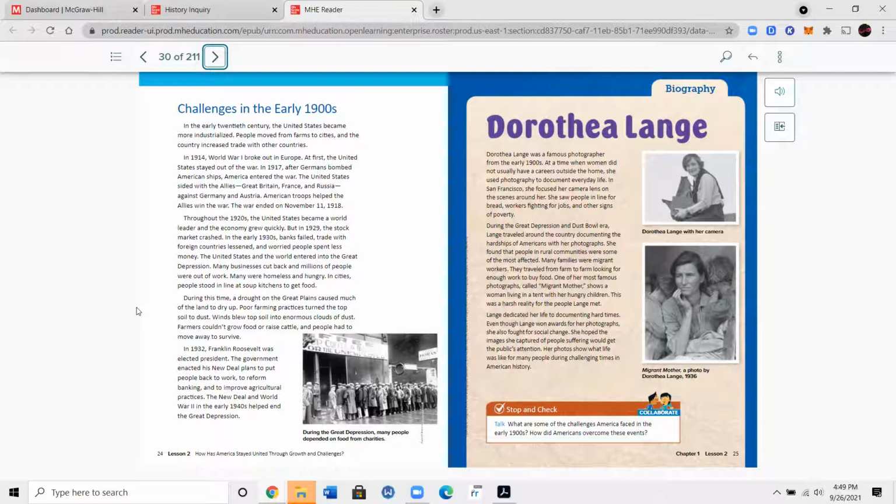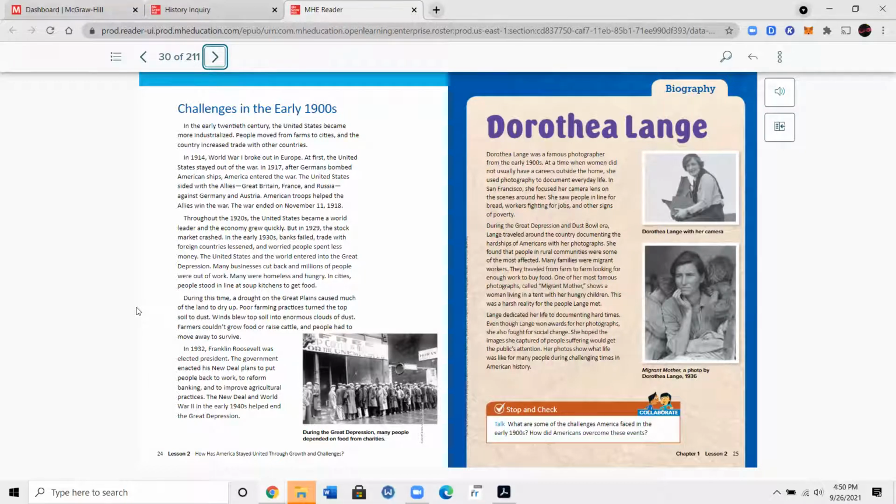They traveled from farm to farm looking for enough work to buy food. One of the most famous photographs, called Migrant Mother, shows a woman living in a tent with her hungry children. This was a harsh reality for the people Lang met.